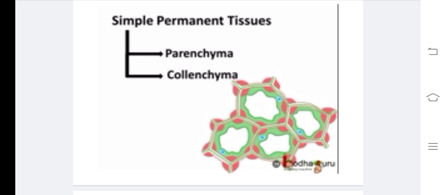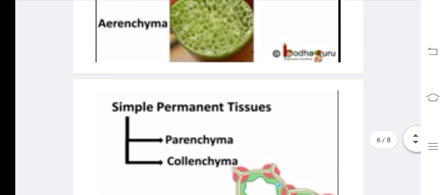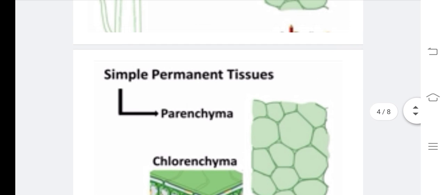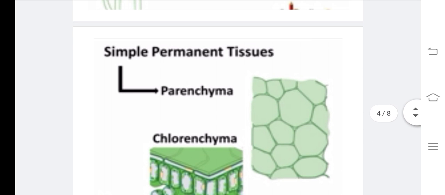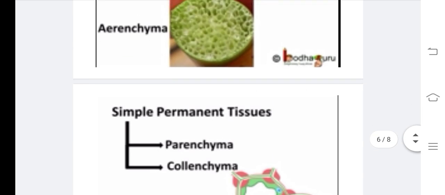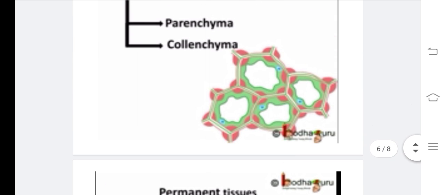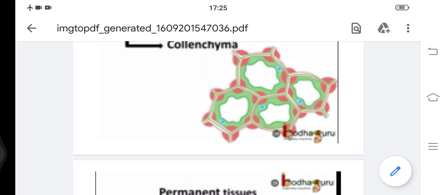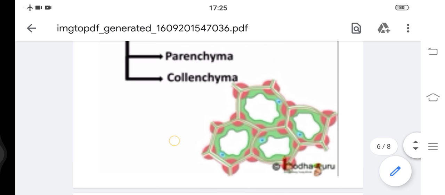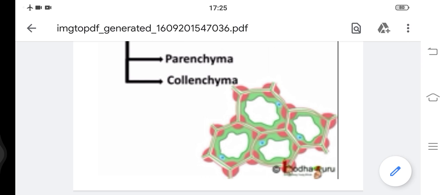Clear? What do you notice from this diagram and this diagram? This is parenchyma. Observe the thin cell wall. What about this collenchyma? See, thickenings, the corners are very thick. Clear? See here, it allows for easy bending. See, what is the main function of collenchyma, you know?